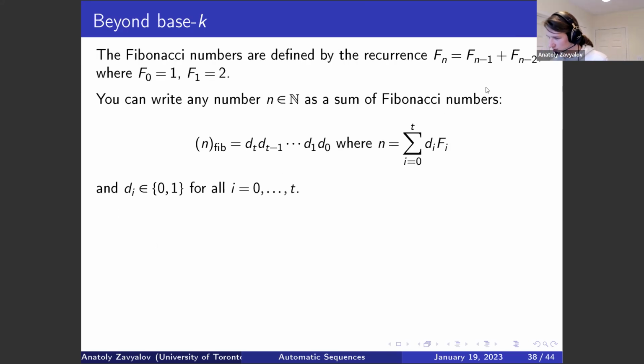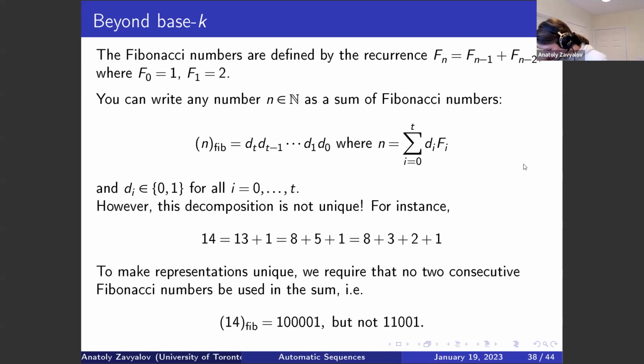The Fibonacci numbers are defined by this recurrence relation, where I'm going to say that the 0th term is 1 and f of 1 is 2. Sometimes you write 1 and 1, but it doesn't really matter. And I'm just asserting this, you can write any number as a sum of Fibonacci numbers. Just like in base k, where in binary you write 1, 0, 1, where it's a 1 if you include a certain power of 2, we do the same thing here. Di is either 0 or 1 if you include the ith Fibonacci number.